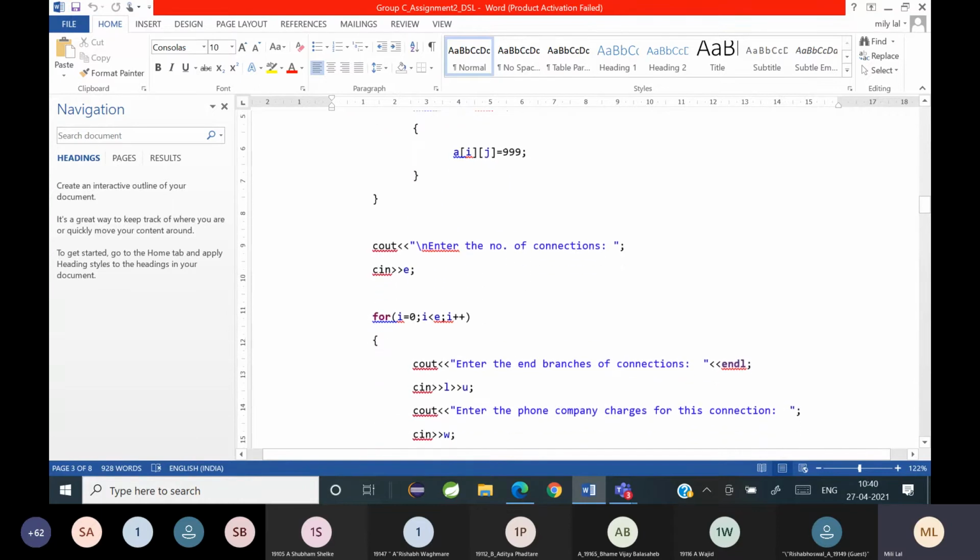Then enter the number of connections. So what is it representing? Can somebody tell me what is that going to represent? Enter the number of connections.